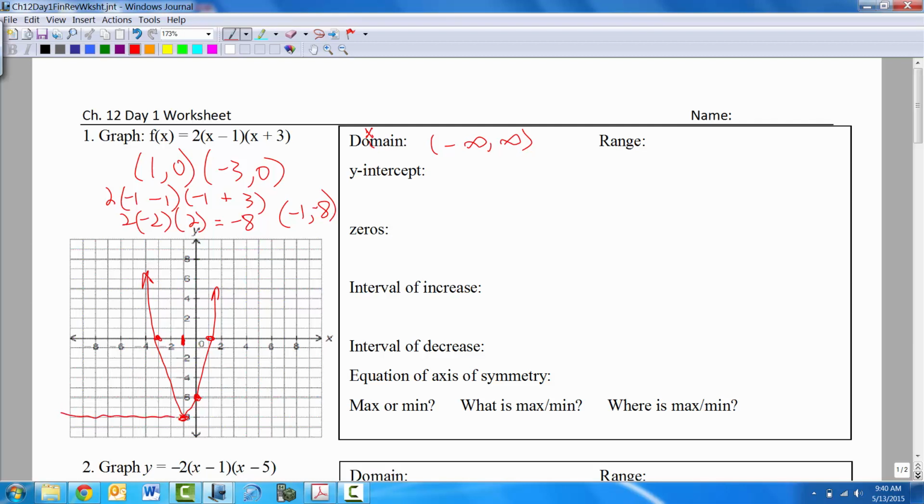But the range is different. The range is what y values are covered. Well, these are the y values that are covered. That's the y-axis. So what is the range? Wrong. We use a bracket because negative 8 is included in the range all the way up to infinity.